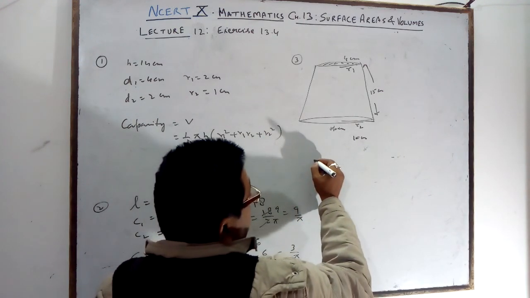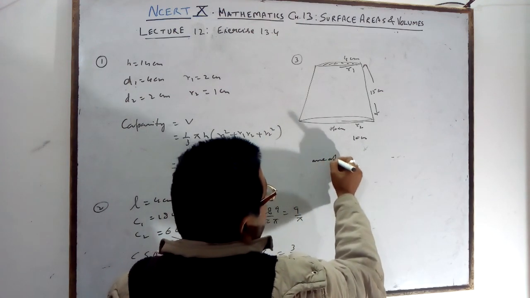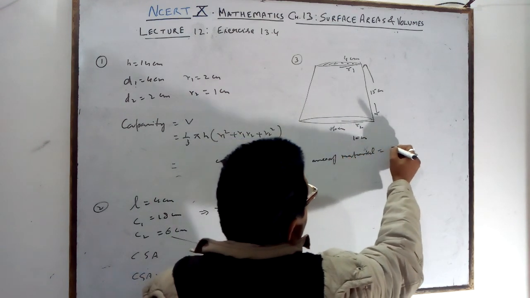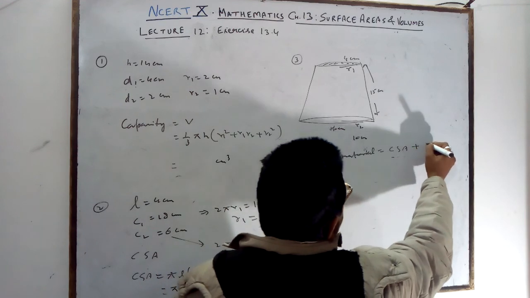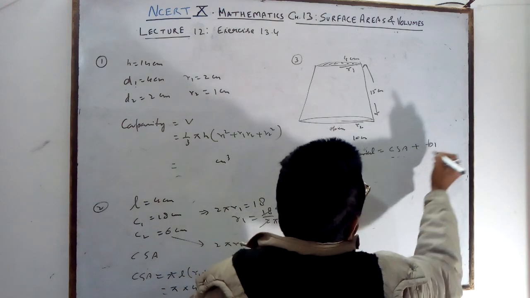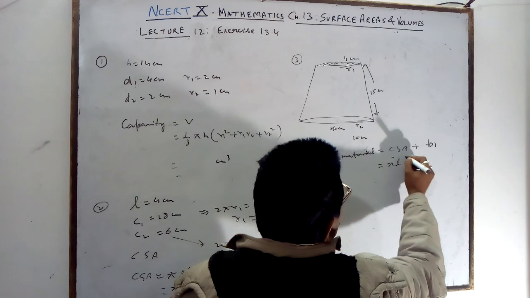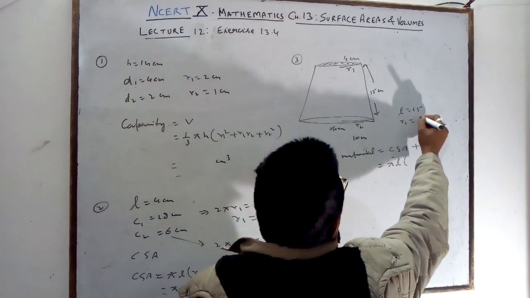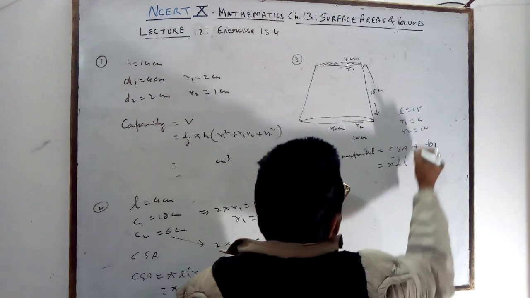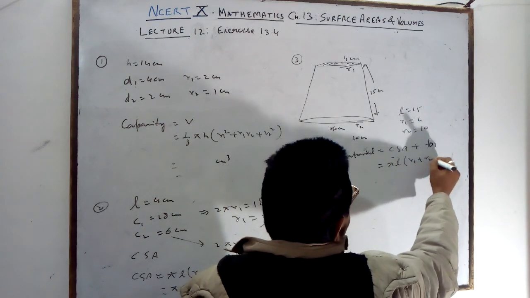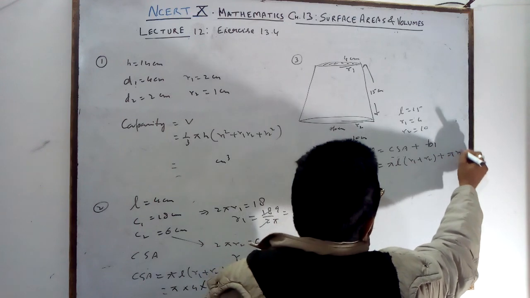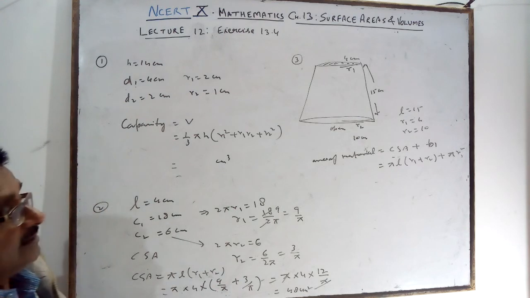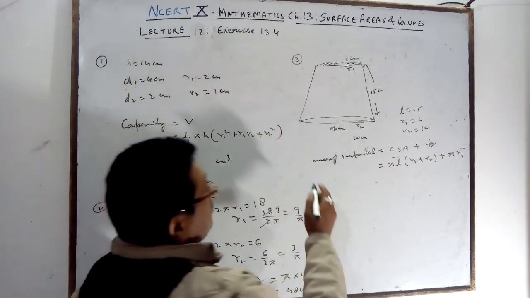Area of the material is equal to CSA plus base 1. CSA means pi L. L is given, 15. R1 is 4, R2 is 10. Pi L (R1 plus R2) plus pi R1 square. Why R1 square? Because R2 is open, so the R1 part you will write.